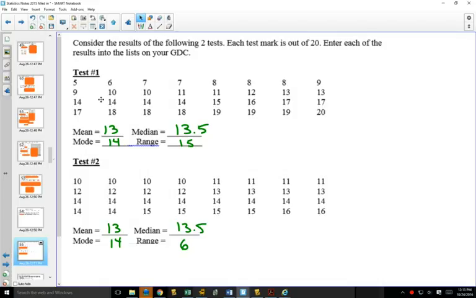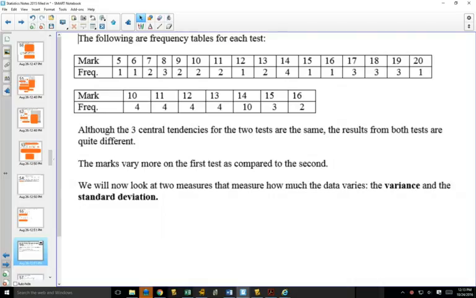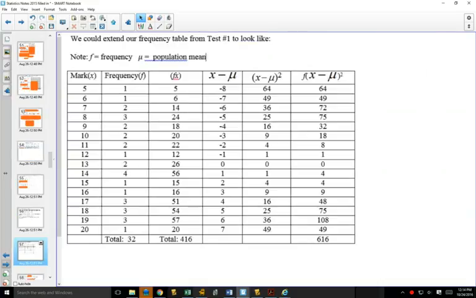Now that can be seen in the range, but another way of looking at that is with our variance and with our standard deviation. So if we make frequency tables for each of these, this is what we get. Again, we can see that in the second one, everything is more grouped together, so that already shows us a little bit more. But we're going to look at the variance and the standard deviation to see how that is a different number for each.